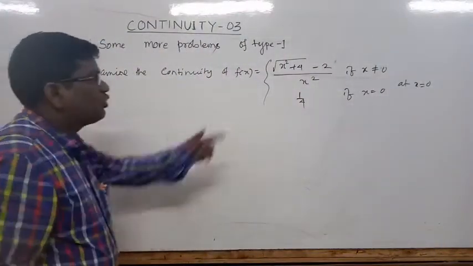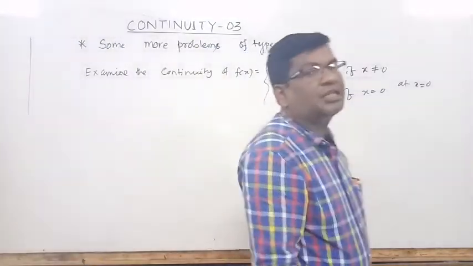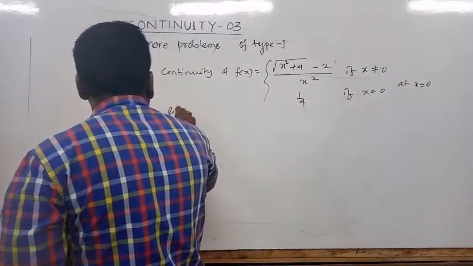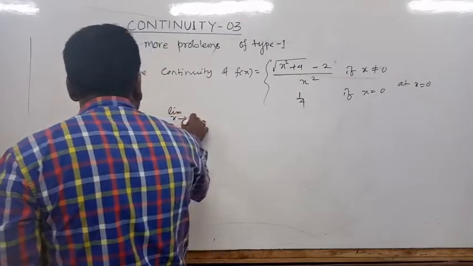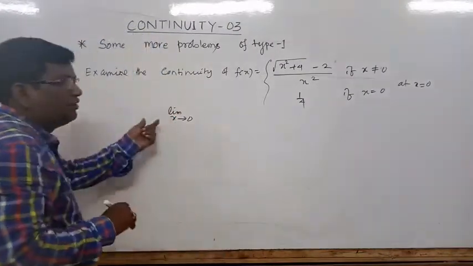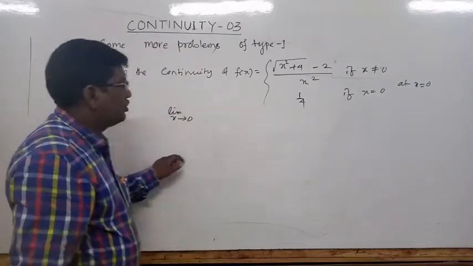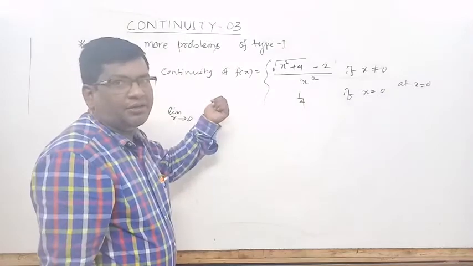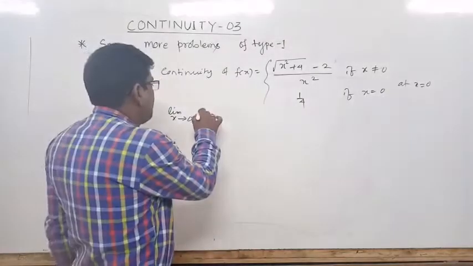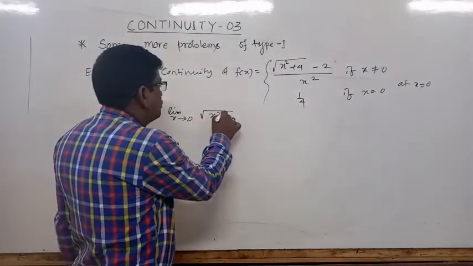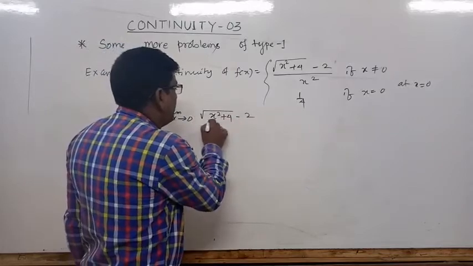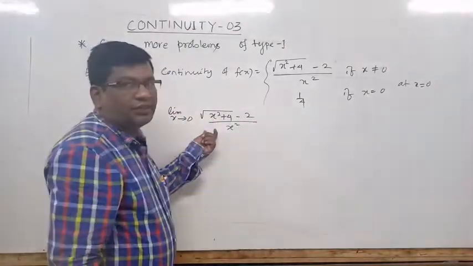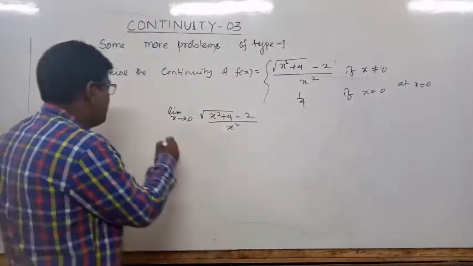x not equal to 0 means x tends to 0. Clear? Limit x tends to 0. What is the function? x tends to 0 means x is not equal to 0, maybe less than, maybe greater than. So what is the function here? Root over x square plus 4 minus 2 divided by x square. This is irrational, we have to rationalize.